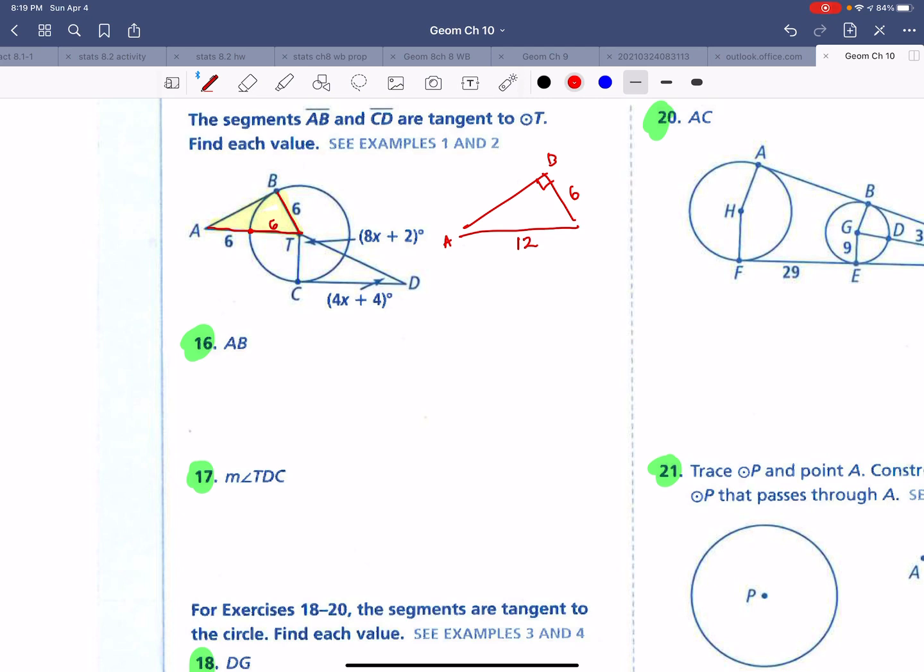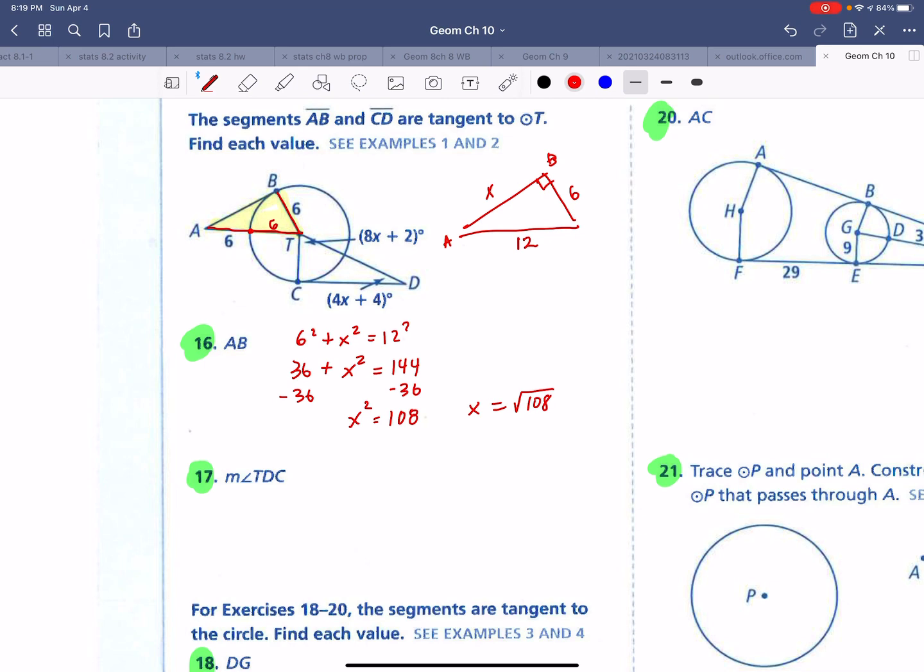It doesn't say exactly, so I'm just going to call it X. It doesn't say a decimal or what exactly. So I get 6 squared plus X squared equals 12 squared. So 36 plus X squared equals 144. So X is equal to the square root of 108. And you can turn that into a decimal, but it doesn't say to, so I'm just going to leave it like that.